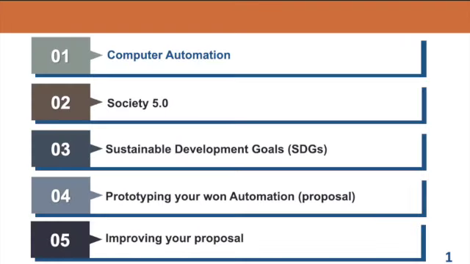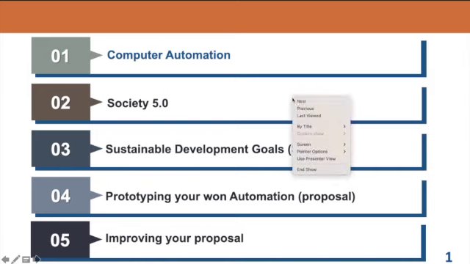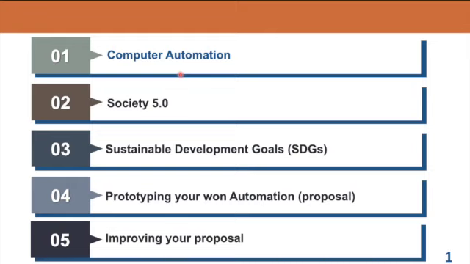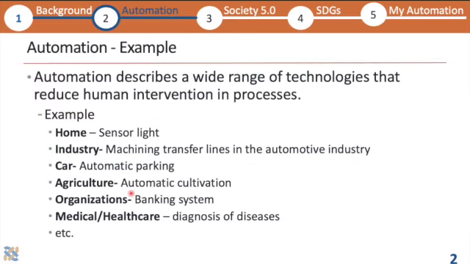So let's start. Let's take the lecture. Basically, we will study computer automation, Society 5.0, and Sustainable Development Goals or SDGs. To interconnect these three things, we will prototype one automation and try to improve it. So let's discuss what computer automation is.